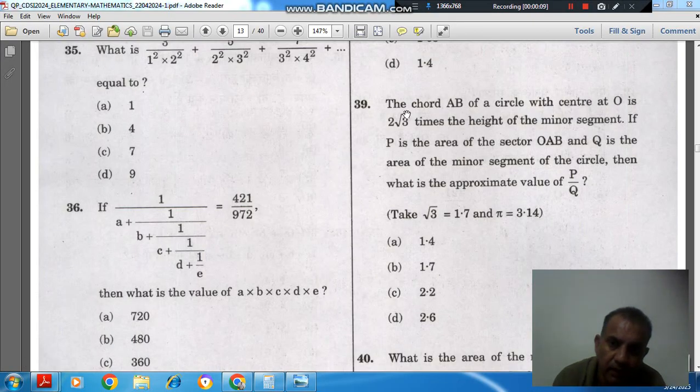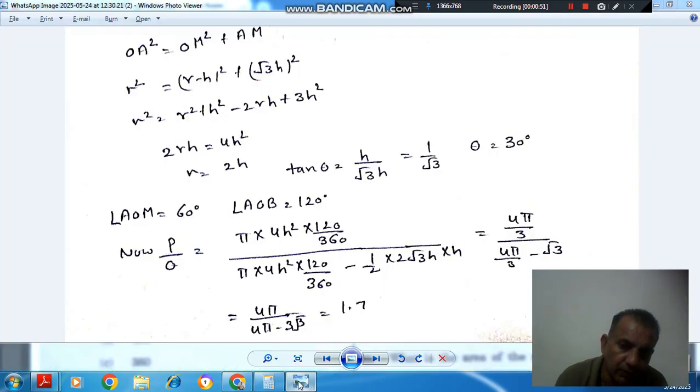Question number 39. A chord AB of a circle with center at O is 2 root 3 times the height of the minor segment. If P is the area of sector OAB and Q is the area of the minor segment of the circle, then what is the approximate value of P by Q? Take root 3 equal to 1.7 and pi equal to 3.14. Option A 1.4, option B 1.7, option C 2.2 and option D 2.6.